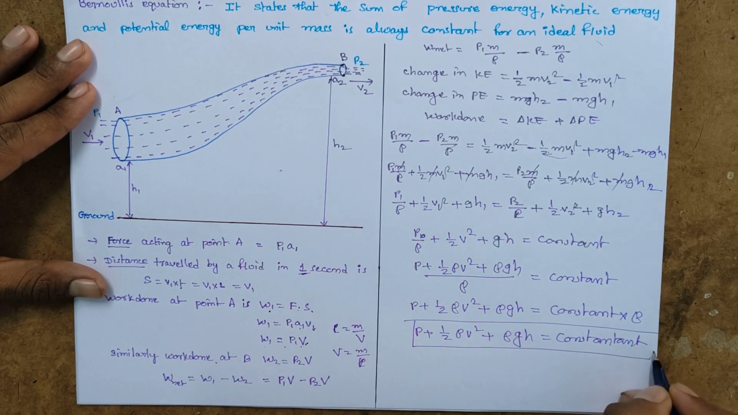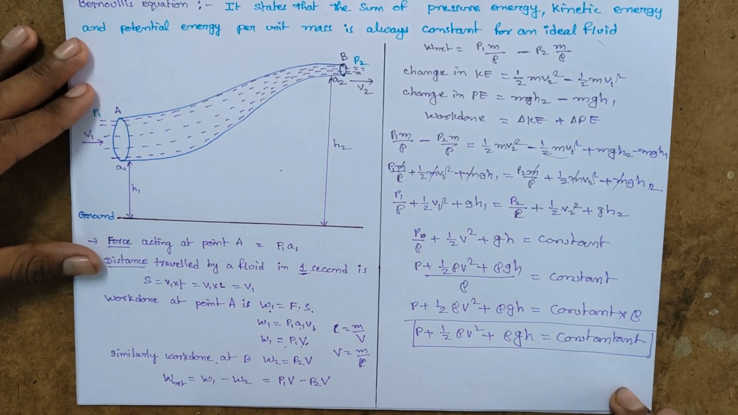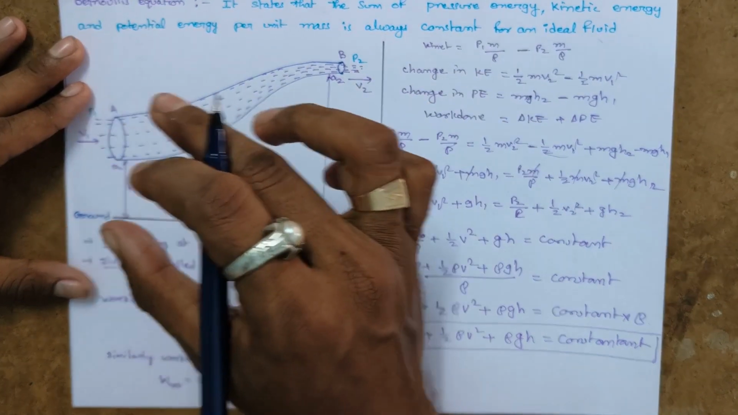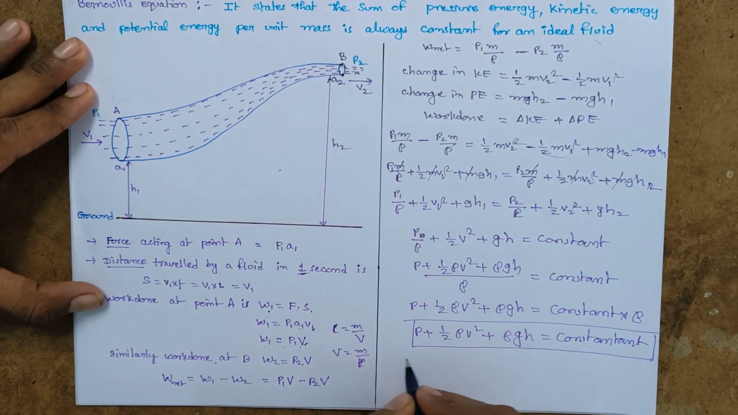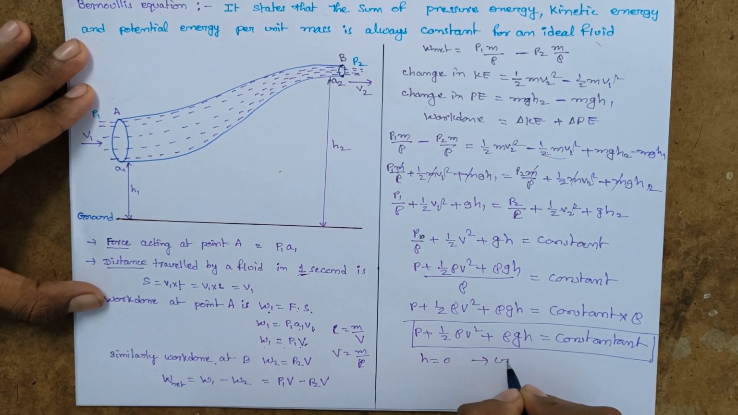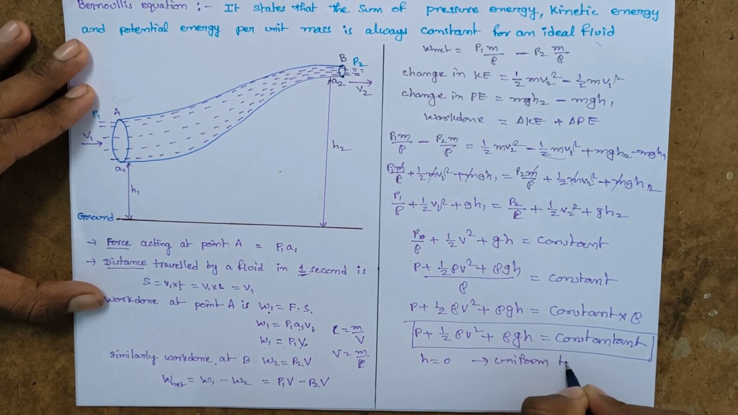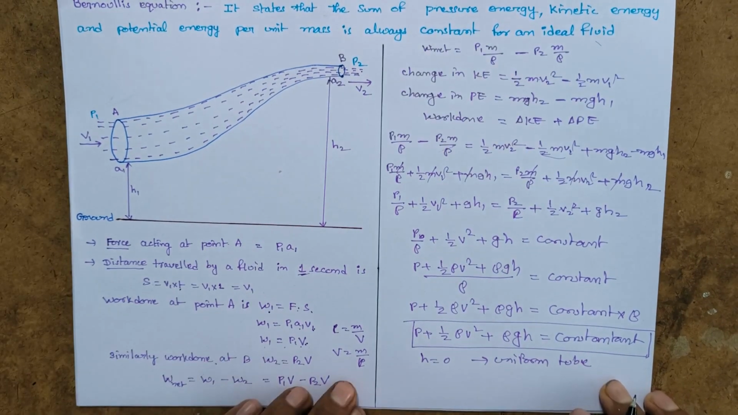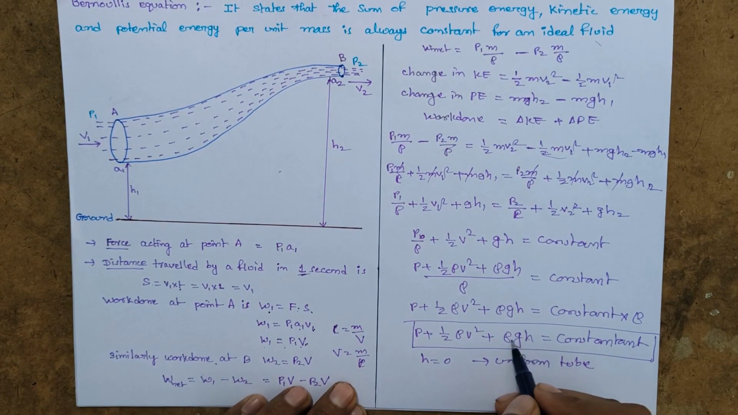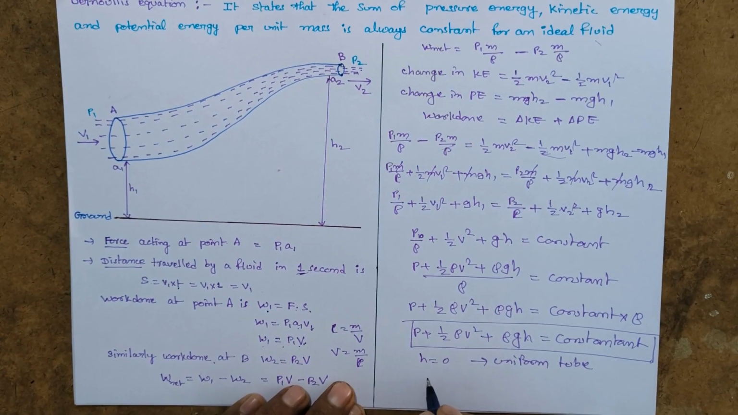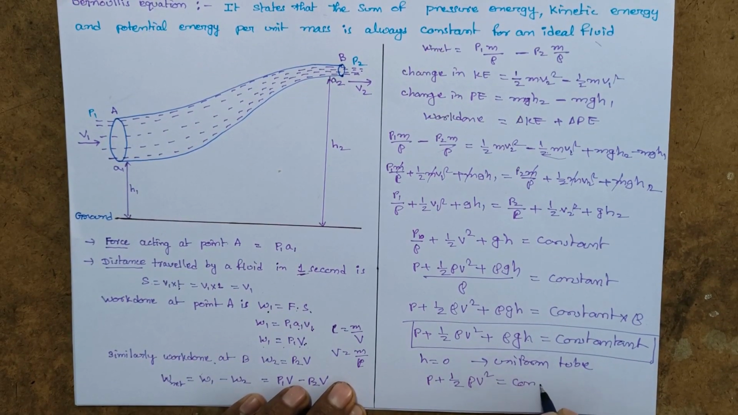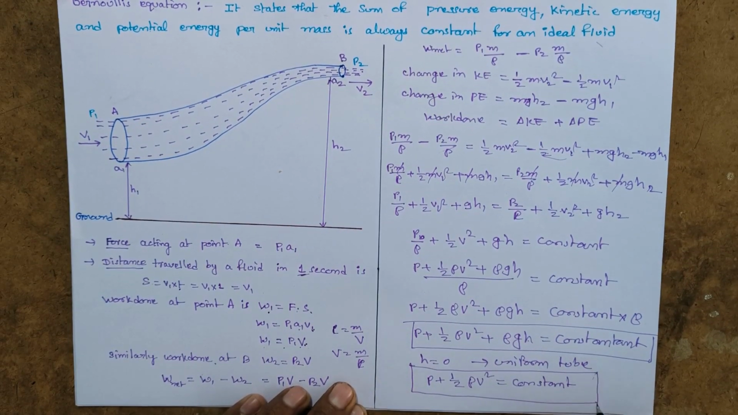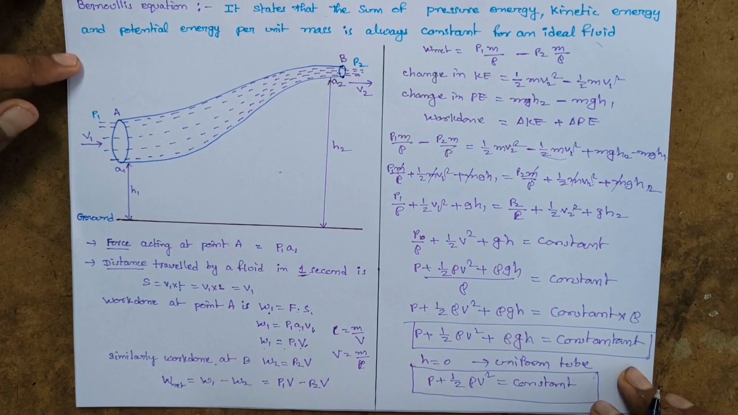I hope you understand. But suppose the tube is a uniform horizontal tube. In that case, h is equal to 0. The height will be the same, right? So if you substitute h equal to 0 here, this term will be 0. The remaining equation is P plus half rho v square is equal to constant. So this is Bernoulli's final equation. I hope you understand.